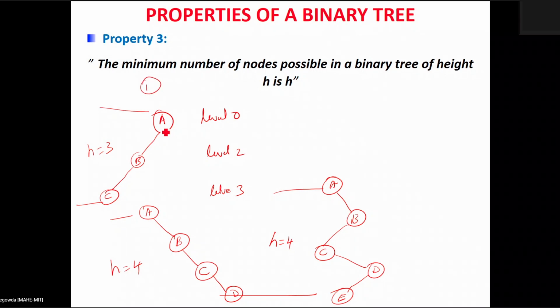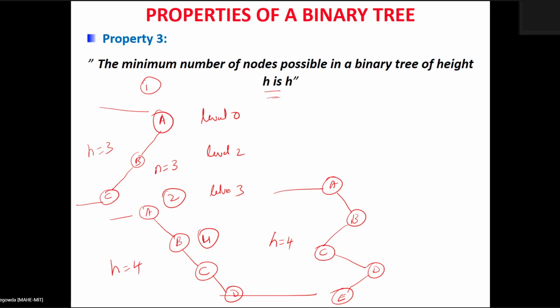In this left skewed binary tree, how many nodes are there? 3 nodes are there, right? So the minimum number of nodes possible in a binary tree of height h is h only, right? The number of nodes is 3 and the height is also 3 here. If you look at the second example, height is 4 and the total number of nodes in this tree is also 4. Okay, so it is going to satisfy this.